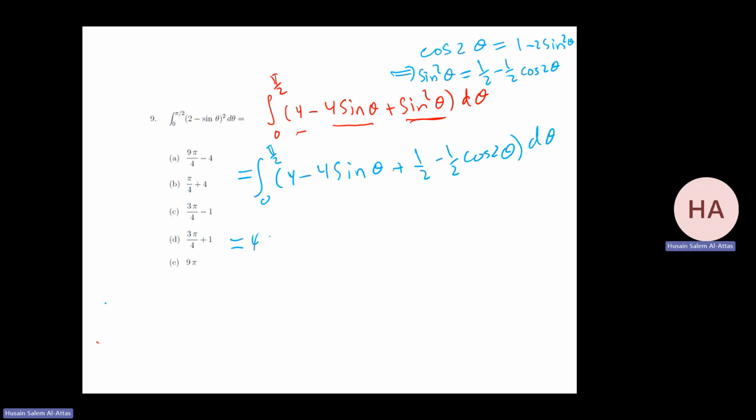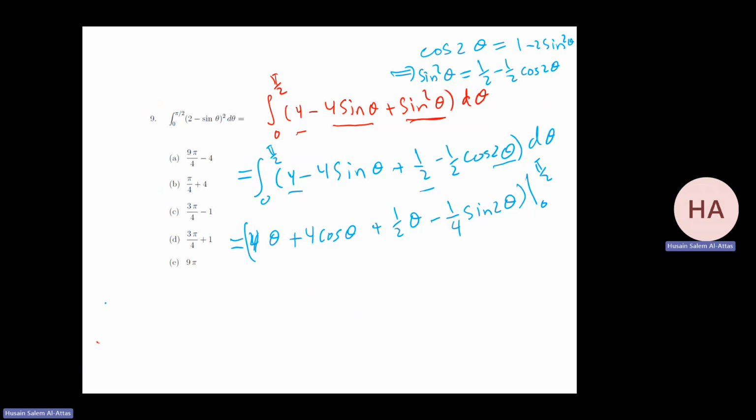That gives me what? 4 theta, plus 4 cosine theta, since I know the integral of sine is minus cosine, times the minus. Plus half theta. From where to where? Minus, this is 2 theta. I can change it into u, or I can do it quickly: I divide by 2. Minus 1 over 4 sine 2 theta. Yes, the integral of cosine is sine. And that is from 0 to pi over 2.